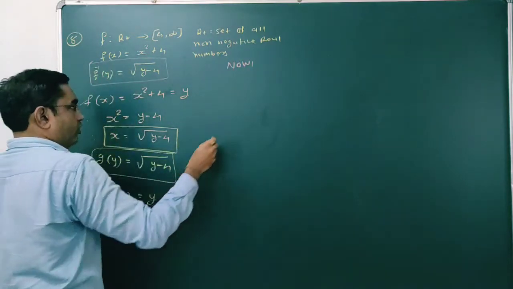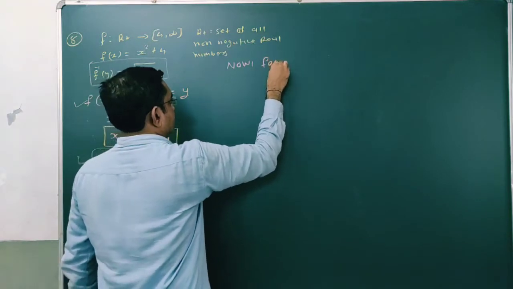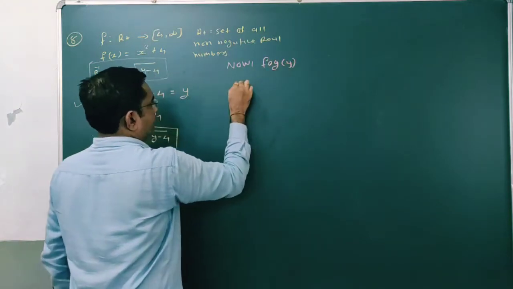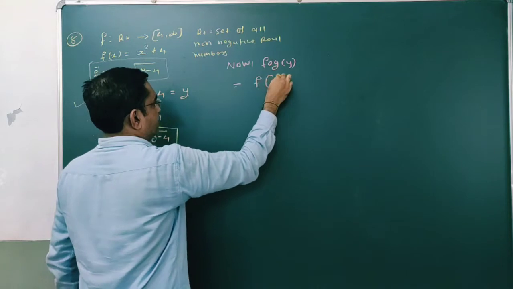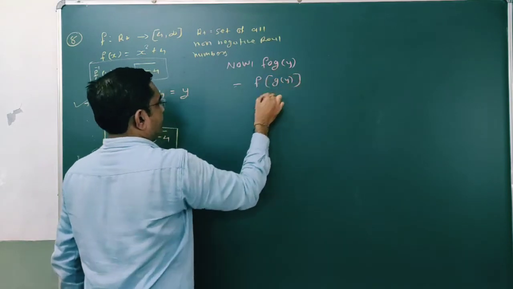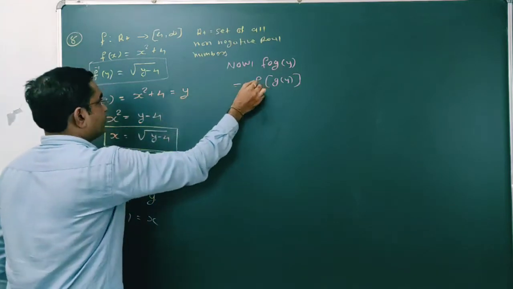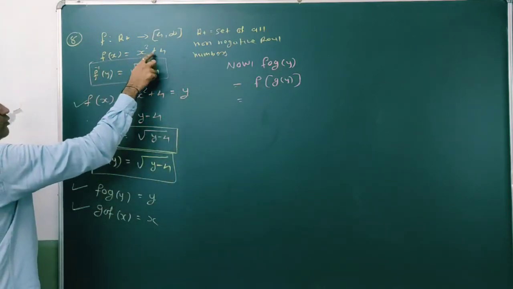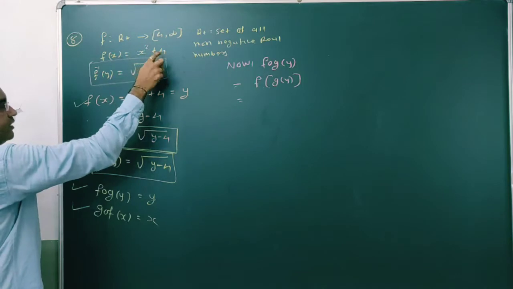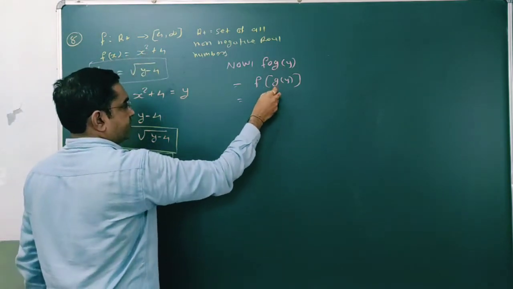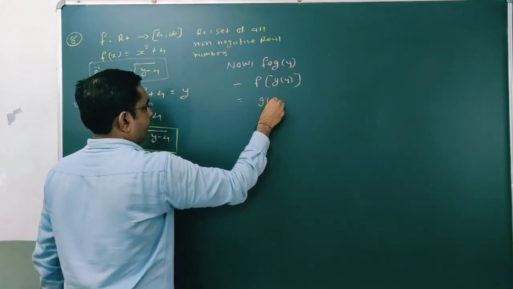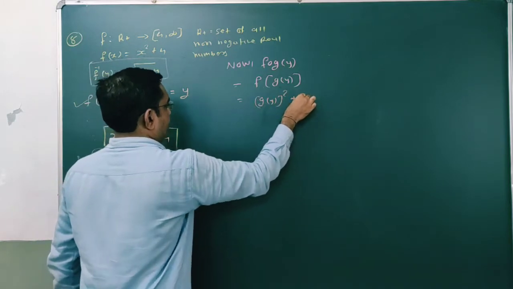that is fog y. Fog y equal to, what is fog y? It's f of g of y. Now f of g of y, what is the definition of this function f? It's f of x equal to x square plus 4. If it is x, it will square it and add 4. In place of x there is g of y, so it will be g of y squared plus 4.